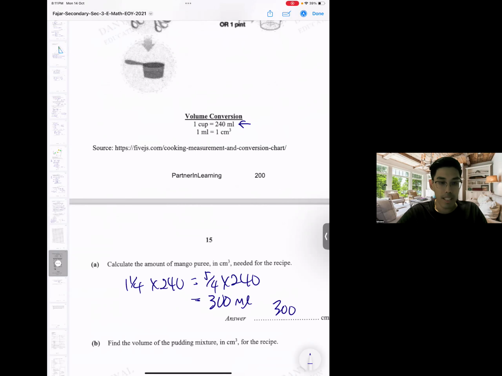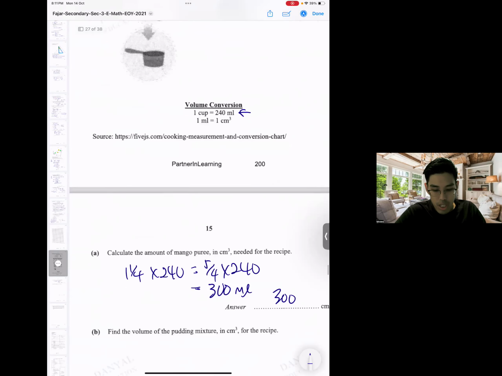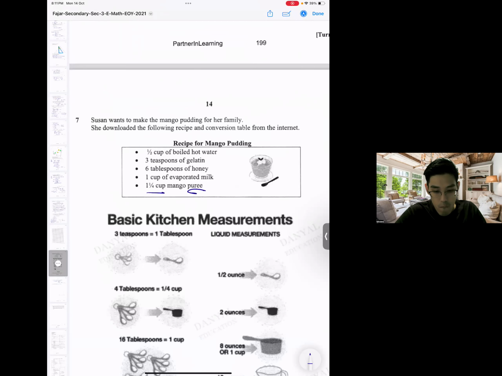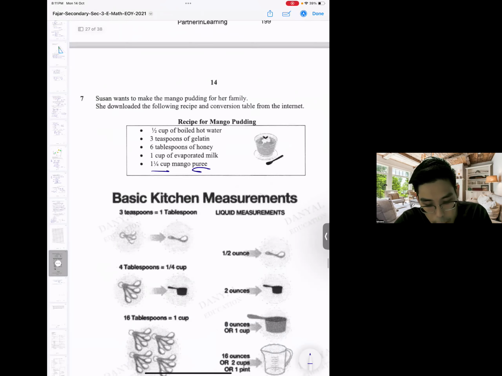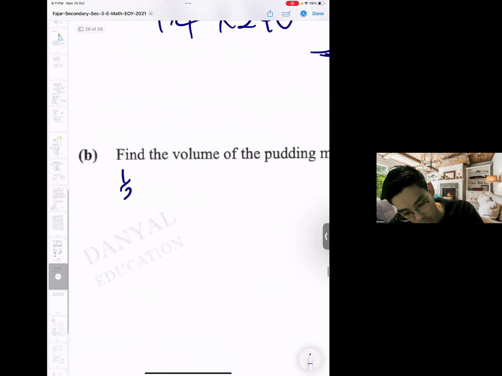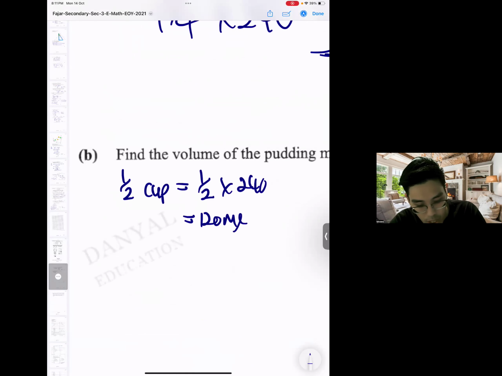Okay, find the volume of the pudding mixture for the recipe. So it's the puree mixture, or it means the whole thing. The whole mixture, I believe. There's a lot of things you need to do conversion for, so let's take one by one. We got half a cup, which equals half times 240, which is 120 ml. Okay, I write cm cube.